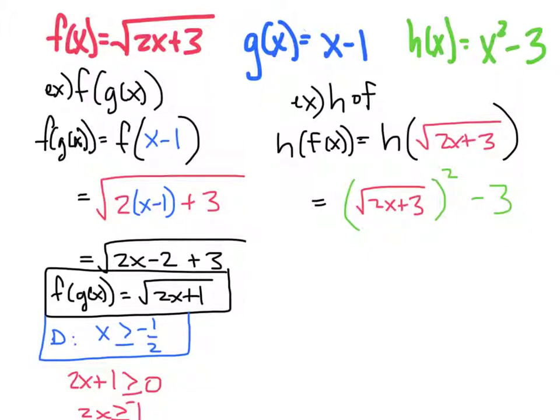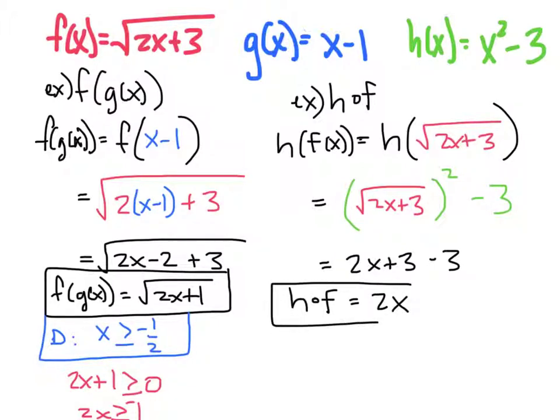Now what's the square root of 2x plus 3 squared? We don't have to FOIL anything because it's not a binomial. It's all underneath the square root, so it's just 2x plus 3. And then we still have this minus 3 on the outside. So h of f is just 2x. 2x is just a line. There's no asymptotes because there's no dividing by x. There's no roots. So my domain is all real numbers.